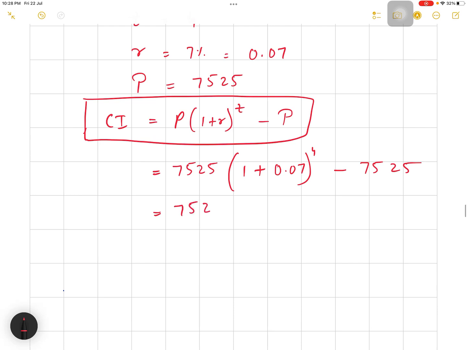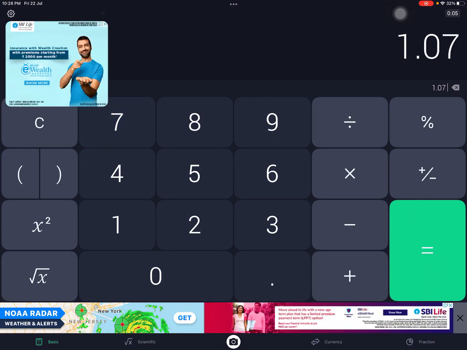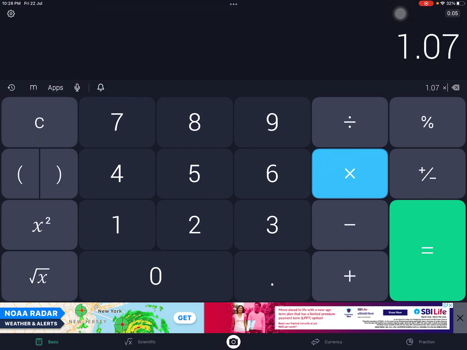So which is 7525 into 1.07 raised to 4 minus 7525. Now we'll solve this bracket. 1.07 raised to 4. 1.07 raised to 4 means 1.07 into 1.07 into 1.07 into 1.07, right?